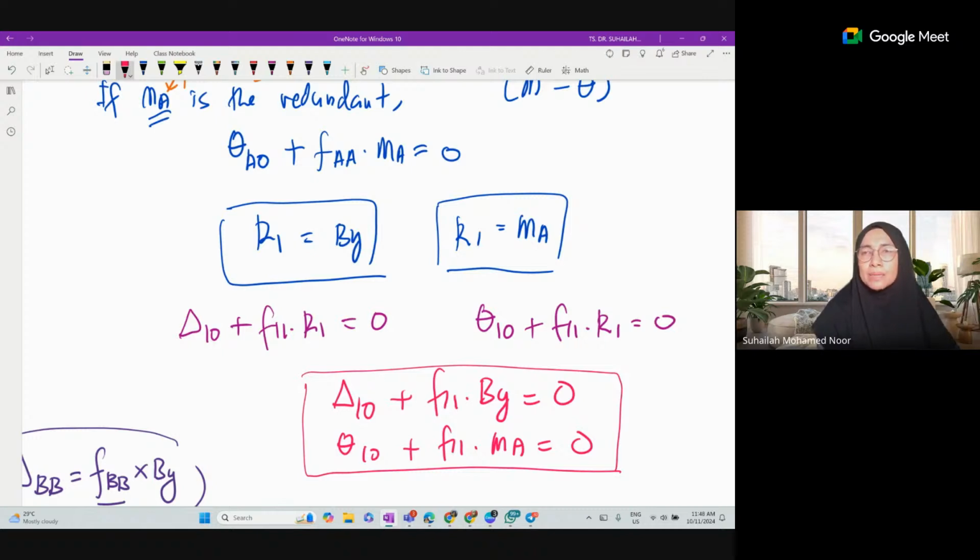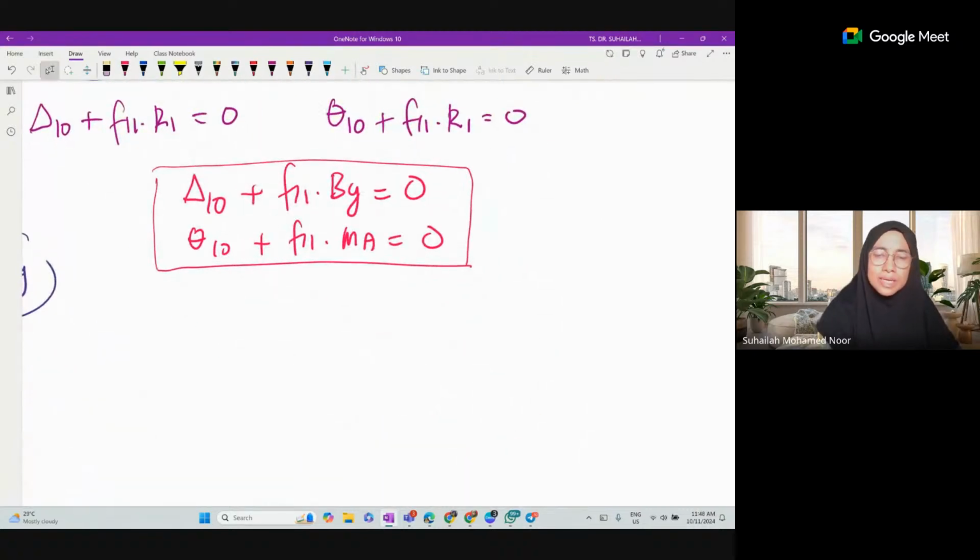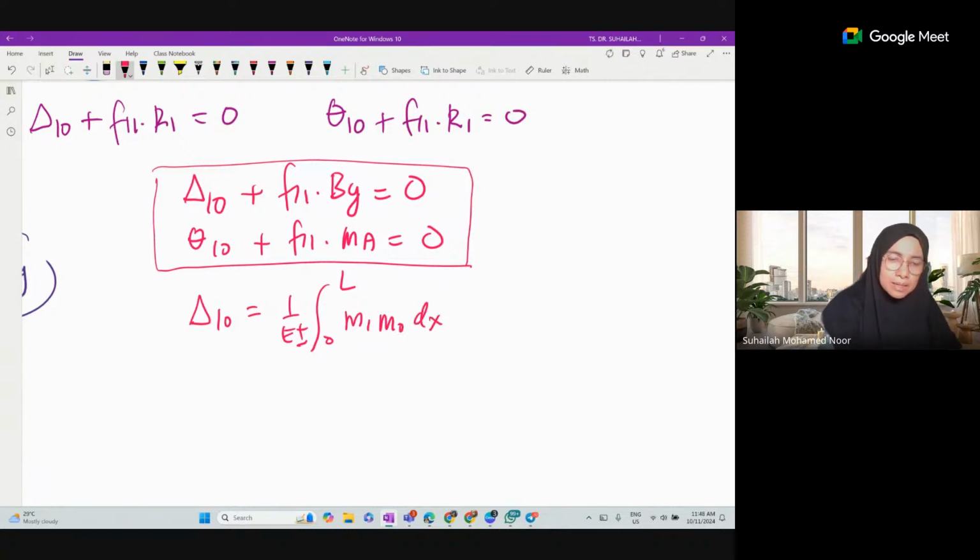Okay, the compatibility equation. And all this actually refers to displacement that we adapt and adopt from the unit load method as well. So we integrate the moment equation. So delta 1 naught is 1 over EI from 0 to L of M1 M naught dx. Okay, and theta 1 naught is 1 over EI, not theta. So refer to the first one first, this one.